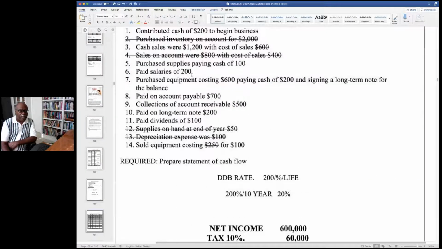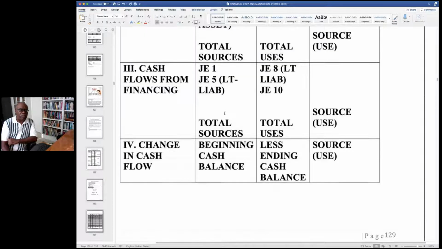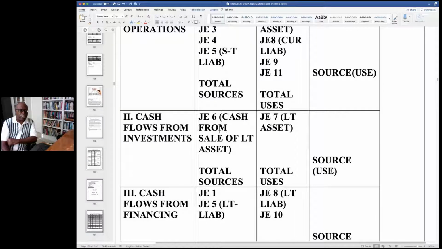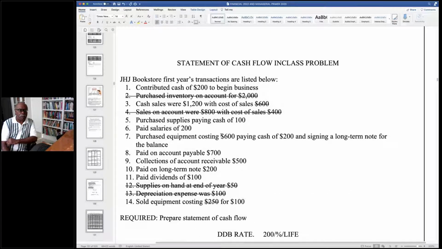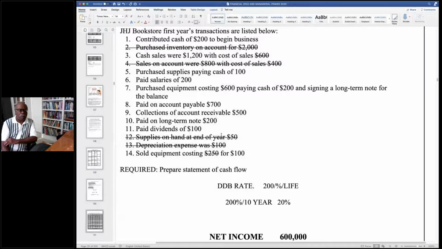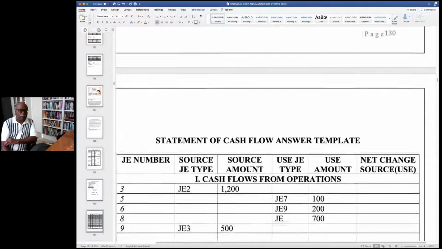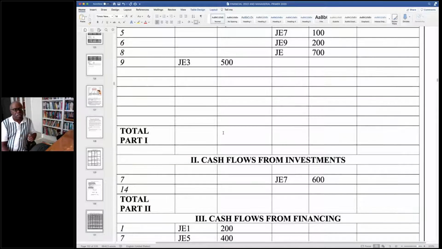And our file 1 sold equipment for $100. 100 is what we want. That's sale of a long-term asset. JE6, that's going to be in part 2. So we're going to put the 100 here. And that's going to be journal entry type 6.